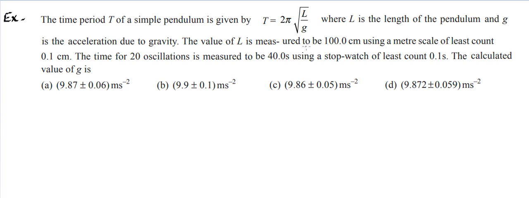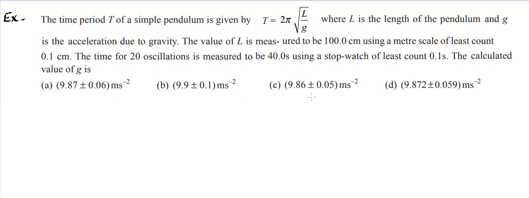The value of length has been measured as this many centimeters. So that's the measurement of L. And it has been measured with a meter scale having this least count. So that's the least count. Time for 20 oscillations has been measured as this by using a stopwatch which has this least count. Calculated value of g: what will be the value of g after calculating using this expression? So these are the options, 9.87 and then 9.9, then this. So we need to find the correct option.